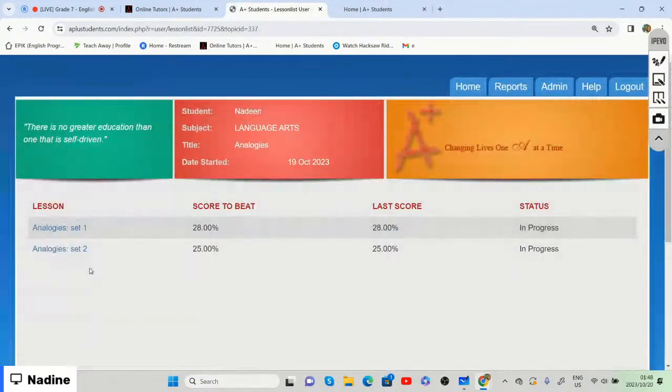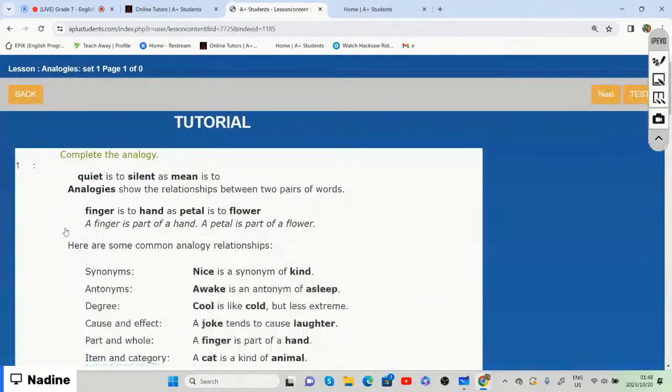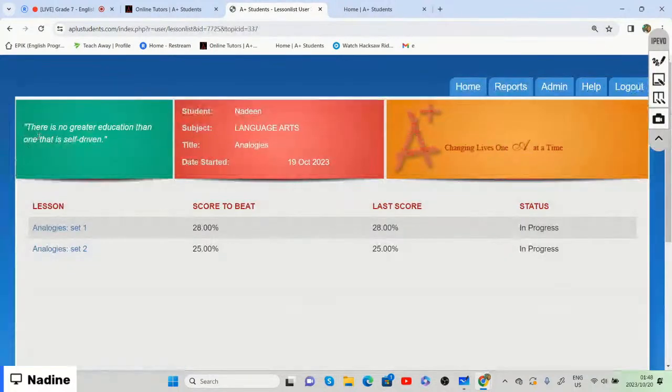All right. So we said basically the analogies show the relationship between two words, and can either be in a form of synonyms, antonyms, tools, degrees, right? Those are analogies, right? It shows the relationship between two words or two things, right?